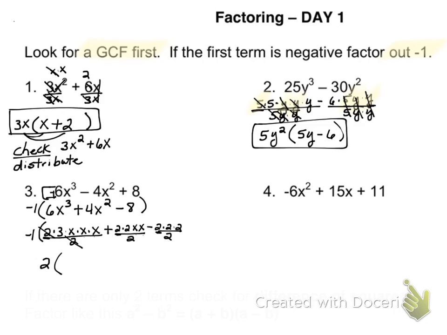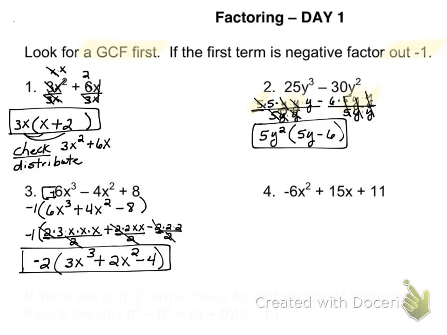So what's left down here, and remember it was negative, so we had to put the negative in front. So now we've got 3x cubed plus, that 2 cancels, and so we have 2x squared, and then this 2 cancels, so we have minus 4. And that's all we can factor out from that problem, that negative 2.